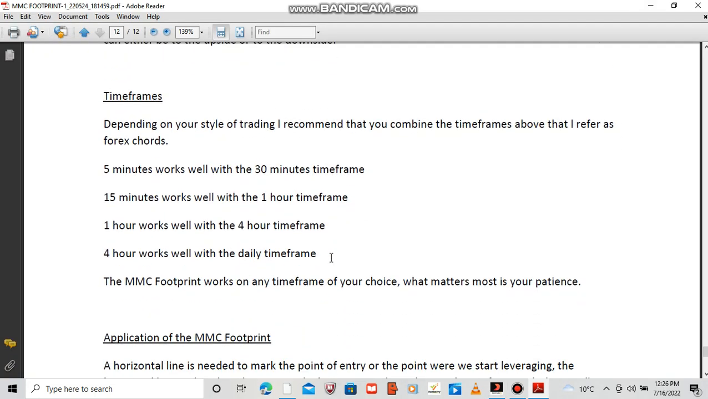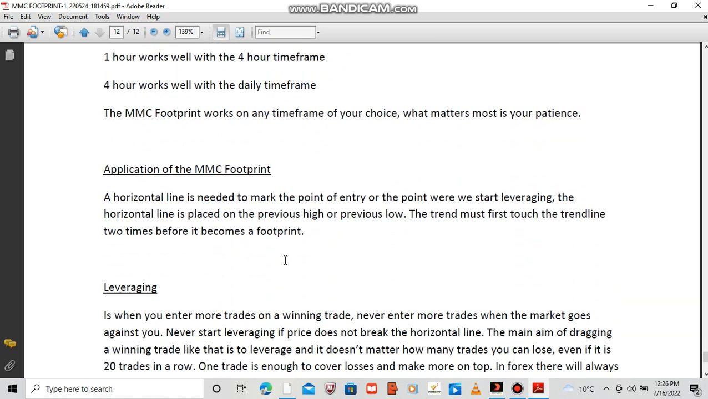It is important to know that these time frames work together in correlation. If you're analyzing in the 4 hour, go to the 1 hour to look for a divergence of the footprint. I will talk about that when we go to the charts. If we're working on the 1 hour, you go to the 15 minutes, and to the 30 minutes you go to the 5 minutes. So it works on all time frames.